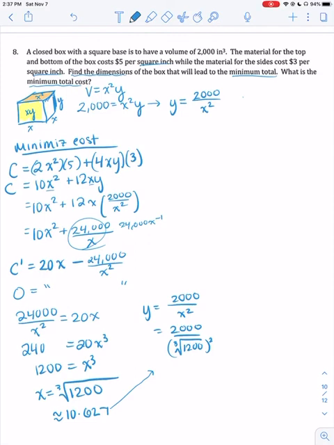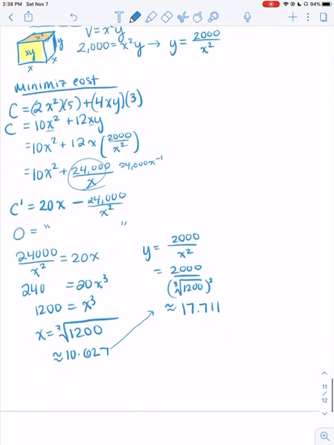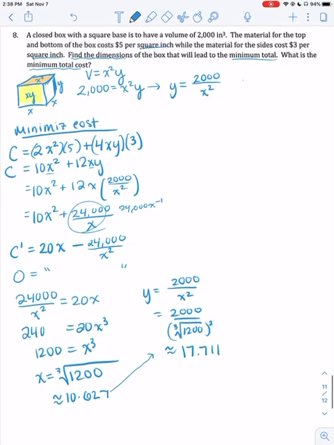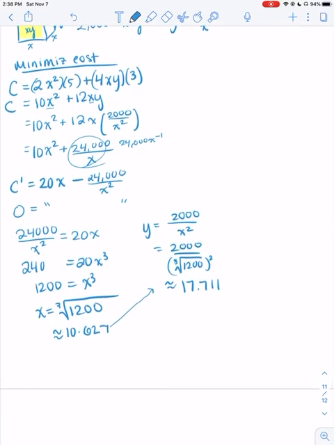So we're going to have 2,000 divided by the cube root of 1,200 squared. And it looks like we got 17.711 for y. I'm not doing this on my calculator, I'm doing it on my computer, so hopefully it did it right. So those are the dimensions, and those are in inches. And remember, it's a box, so the dimensions are x by x by y. You should write all 3, even though 2 of them are the same.